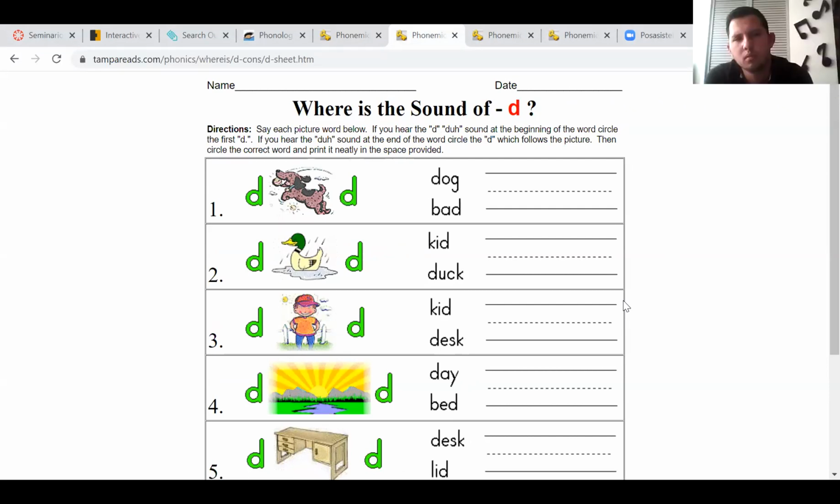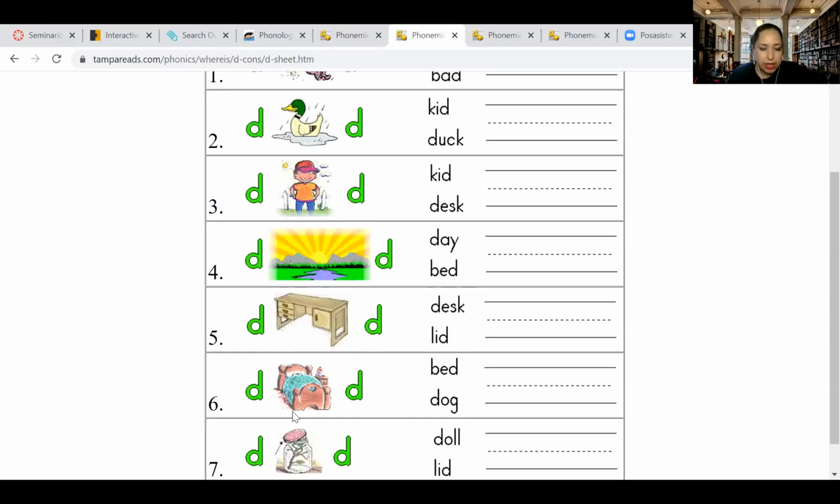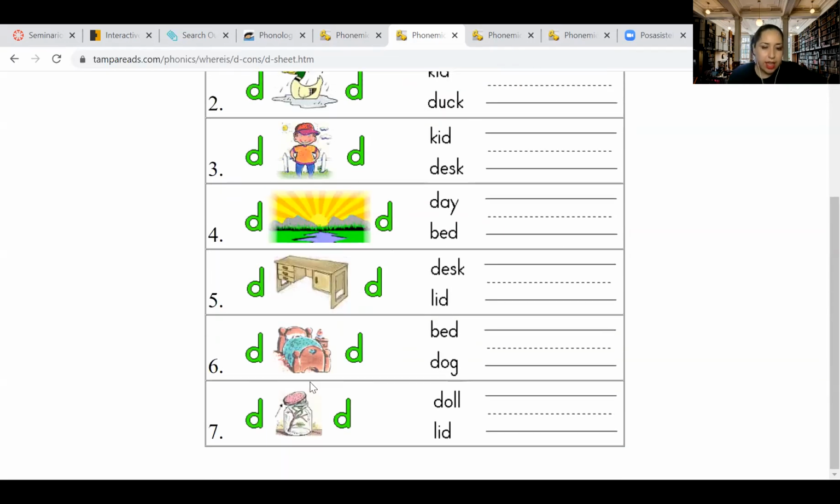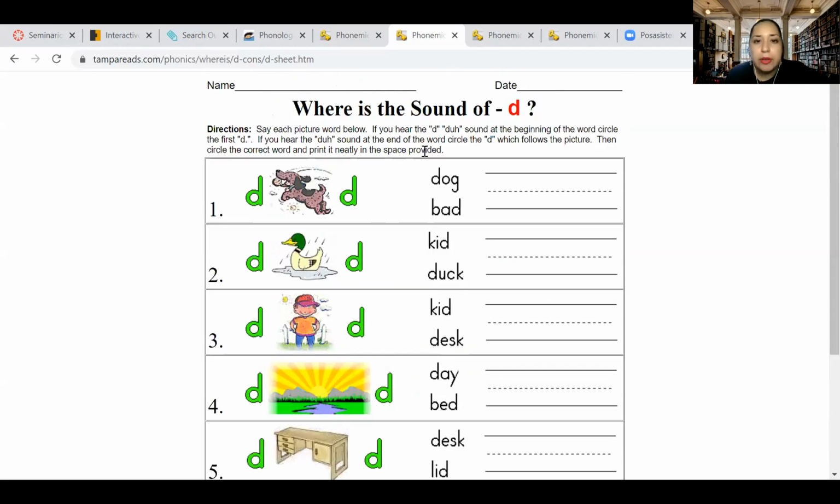Oh, yeah. But look at the instructions here. You're gonna say each picture word below. Like this one is the dog, kid, day, desk, bed, and lid. But if you heard the D sound at the beginning of the word, circle that first. So it gives you extra practice with those words on the right side.